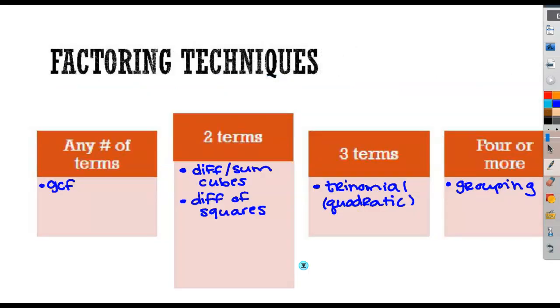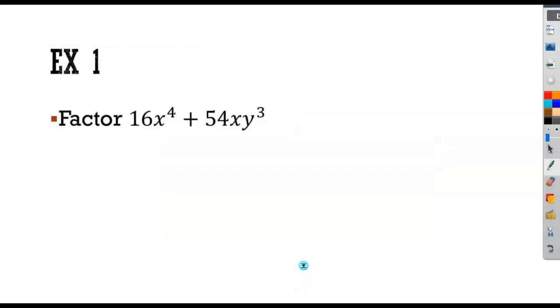First, there's a list of factoring techniques that you might want to recall. If you have any number of terms, you can always use GCF, or greatest common factor. If there's two terms, check out difference or sum of cubes, which is what we're going to learn today, or difference of squares, as well as GCF. With three terms, if it's quadratic, try the trinomial pattern, which we've used before: what two numbers add up to b and multiply to AC. And if there's 4 or more terms, then we're going to use grouping.